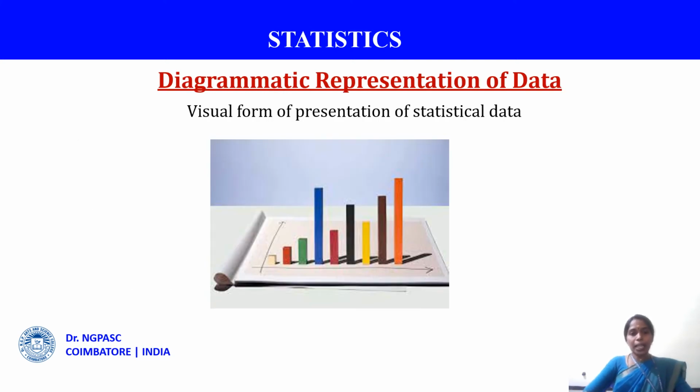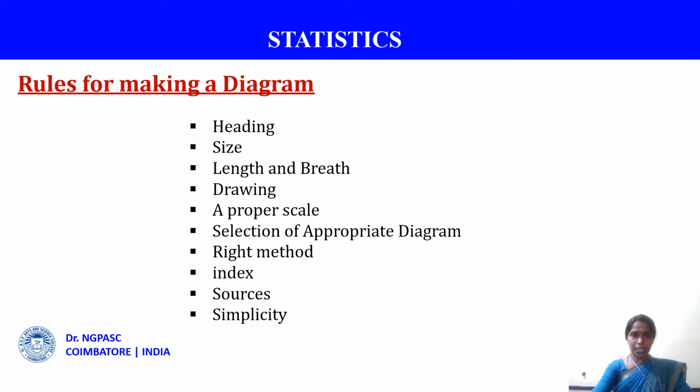Next one, diagrammatic representation of data. While representing the data, we have two ways of representing. First one is diagrammatic representation. Second one is graphical representation. We all know what is a diagram, right? So here, diagrammatic representation is nothing but the visual form of presentation of the statistical data.